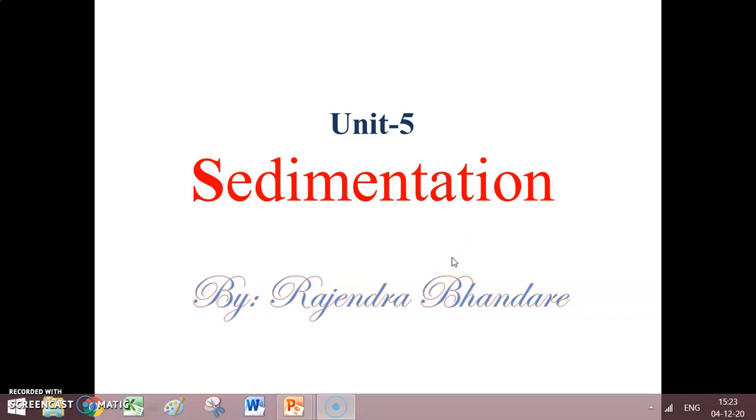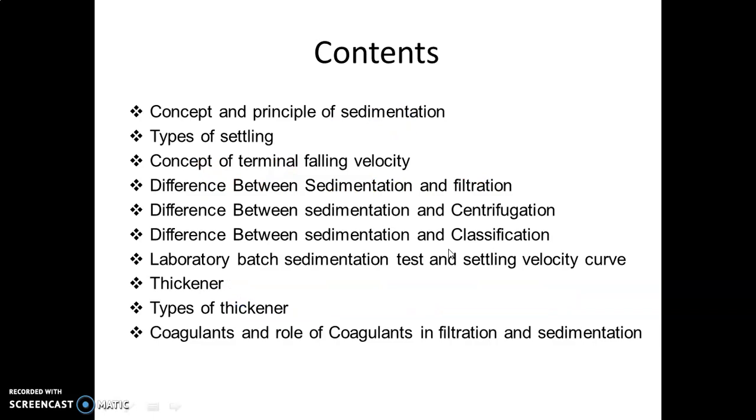This video lecture is prepared for the particle technology subject, and today I will discuss unit number 5, that is known as sedimentation. In a previous lecture we have already discussed the laboratory batch sedimentation test, and today we will continue with the laboratory batch sedimentation test and also discuss how to plot the settling velocity curve.